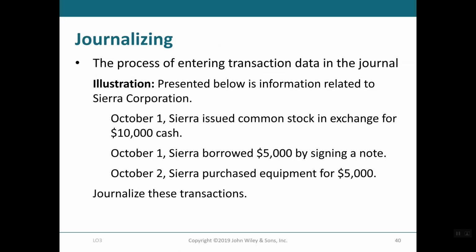Okay? All right, so let's look at this example: the process of entering transaction data in the journal. The illustration presented below is information related to Sierra Corporation. October 1, Sierra issued common stock in exchange for 10,000 cash. October 1, Sierra borrowed 5,000 by signing a note. October 2, Sierra purchased equipment for 5,000. Journalize the transaction. So the first thing we're going to do again is to analyze these transactions in chronological order. Okay, so let's do it.